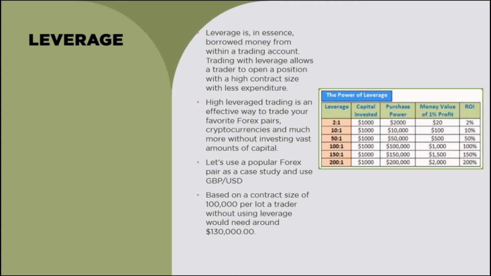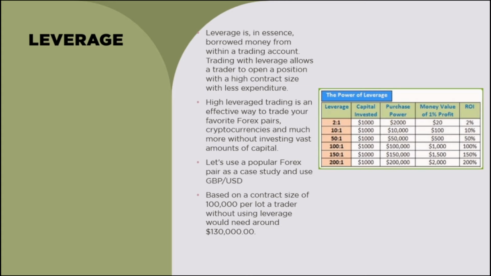Let us use a popular Forex pair as a case study and use the British pound and the USD. Based on a contract size of 100,000 per lot, a trader without using leverage will need around $130 million. So basically, what I'm learning from looking at the videos and learning about terms, leverage allows you to have less money in your trading account, but with leverage, it gives you a higher purchase power.